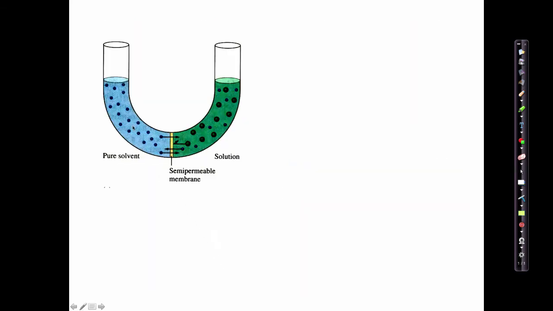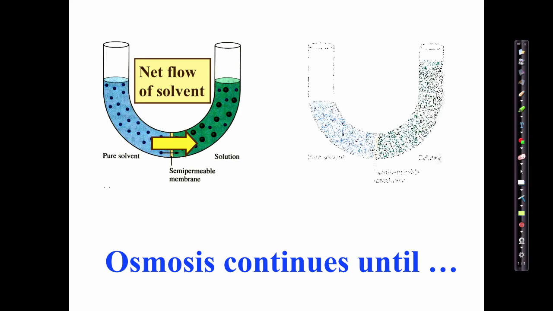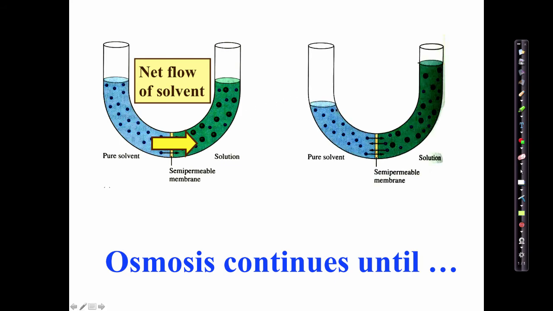Now, what ends up happening if we have pure solvent and a solution on different sides of a semi-permeable membrane is the solvent will flow into the solution, which is less concentrated in solvent and more concentrated in solute, and the osmosis will continue, and note the net flow of solvent in this case is to the right. And what's going to happen then is in this U-tube, the solvent side will get lower, and the solution side will get higher.